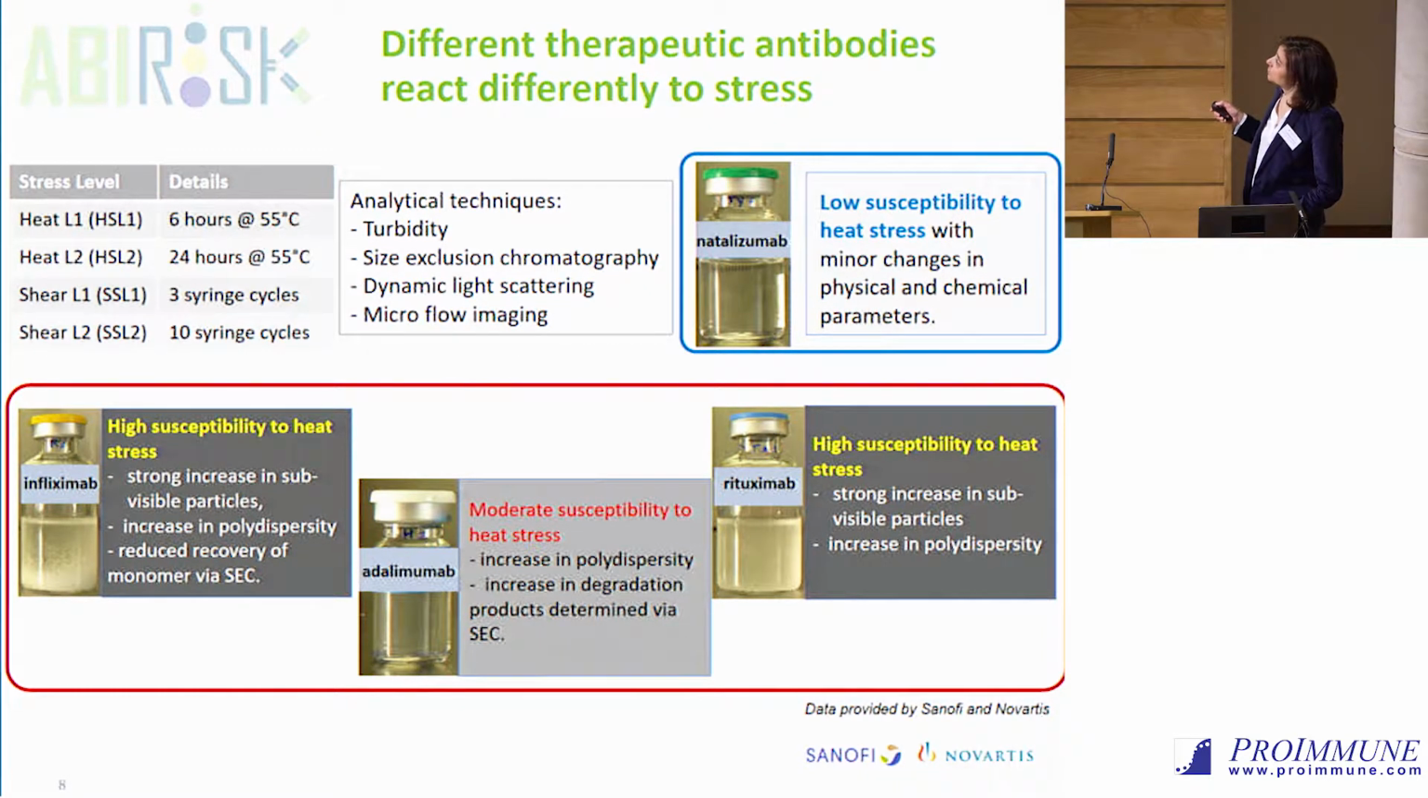Then aggregate preparations were characterized with orthogonal analytical techniques, and here are the results summarized for the heat stress, because the heat stress gave more propensity to aggregation. And here you can see that infliximab at the naked eye showed the highest susceptibility to heat stress, and then it was rituximab, whereas adalimumab showed moderate susceptibility to heat stress, and natalizumab showed the lowest susceptibility.